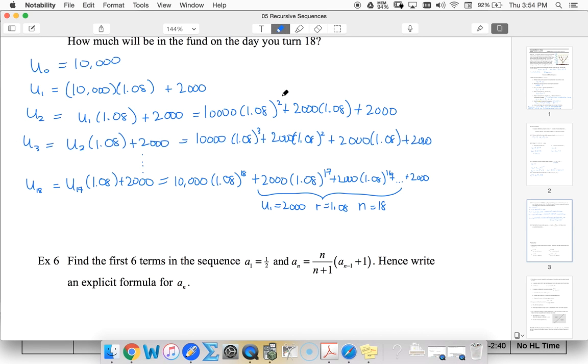All right, so I know that this sum is going to end up being U1 times 1.08 to the 18th power minus 1, divide by 1.08 minus 1, plus this 10,000 times 1.08 to the 18.